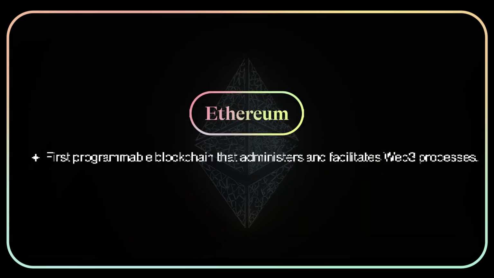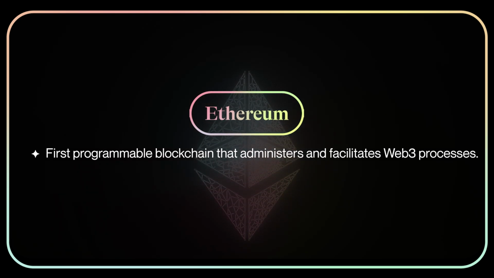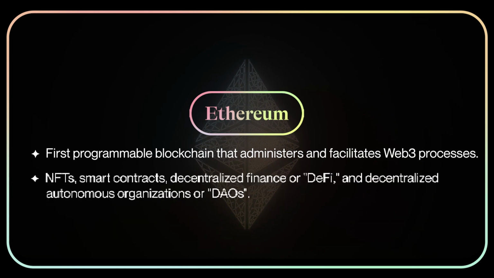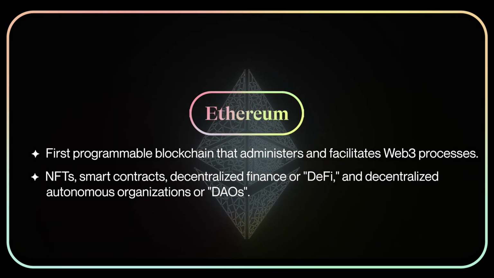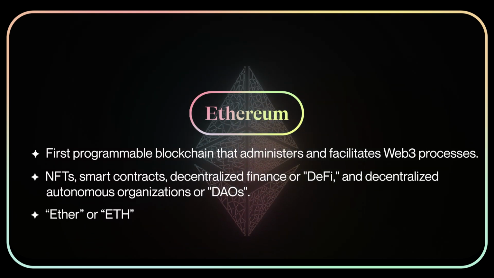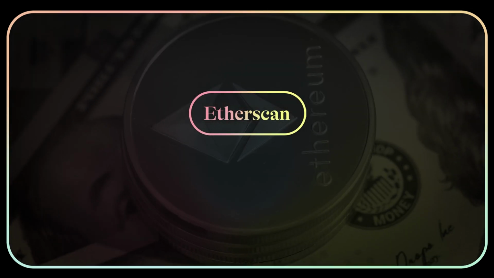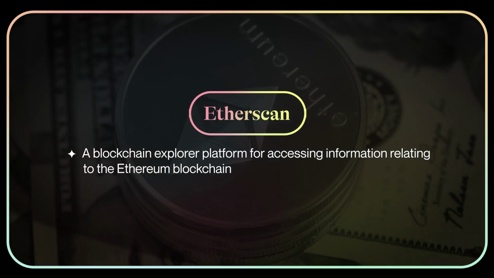Ethereum. This was the first programmable blockchain that administers and facilitates Web3 processes, which include NFTs, smart contracts, decentralized finance or DeFi, and decentralized autonomous organizations or DAOs. The native currency of the Ethereum blockchain is Ether or ETH. Etherscan. A blockchain explorer platform for accessing information relating to the Ethereum blockchain.